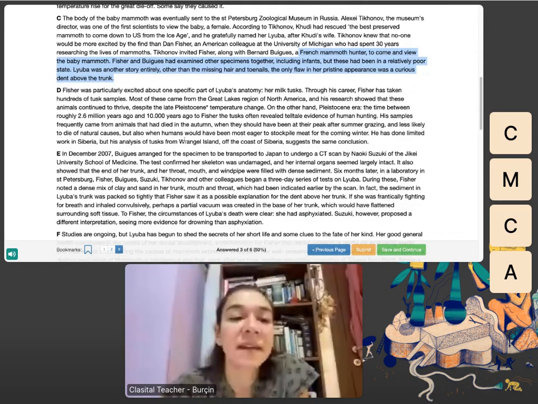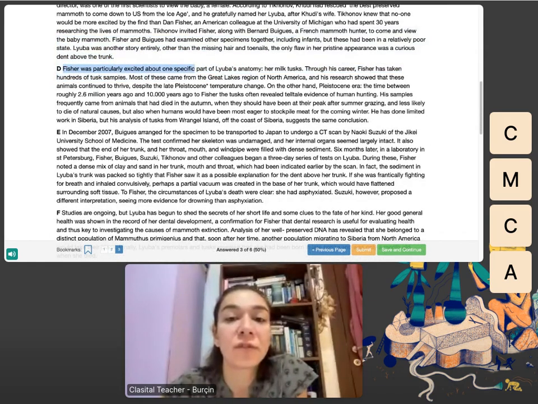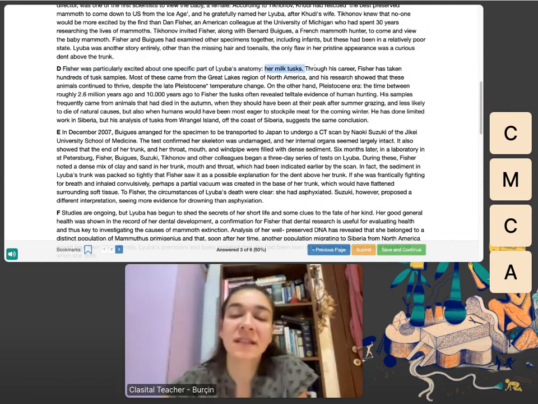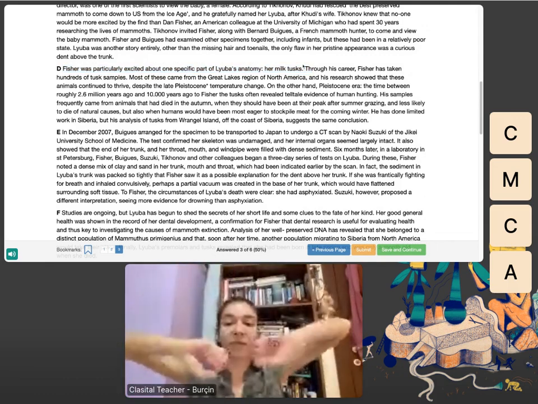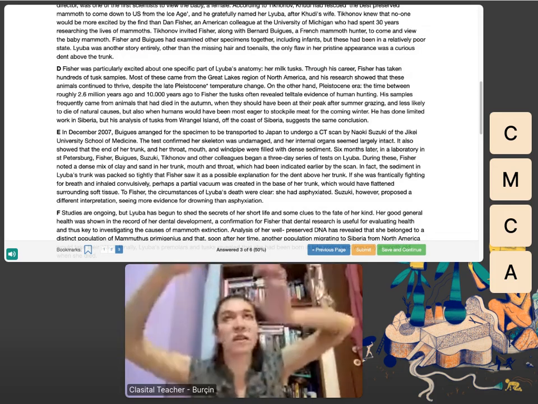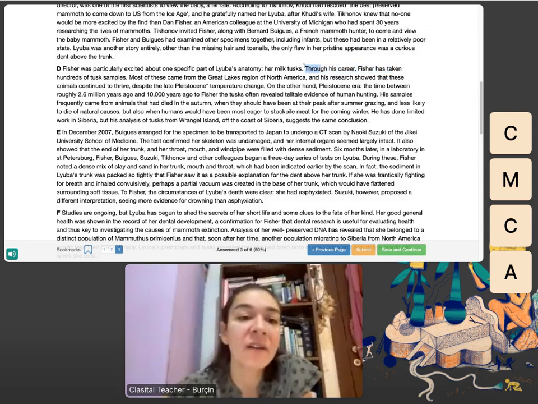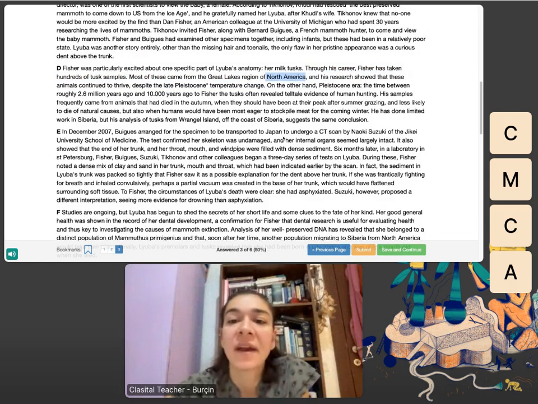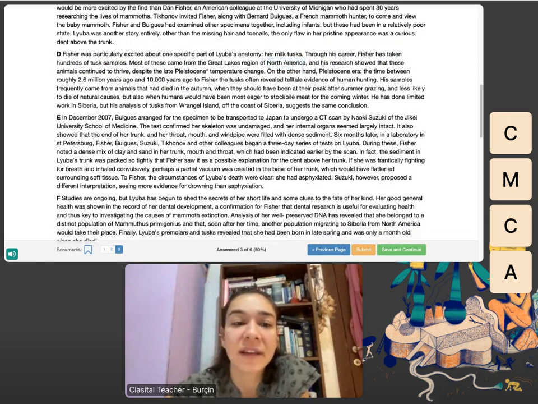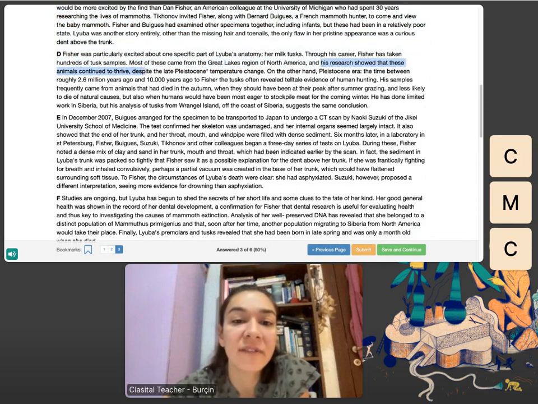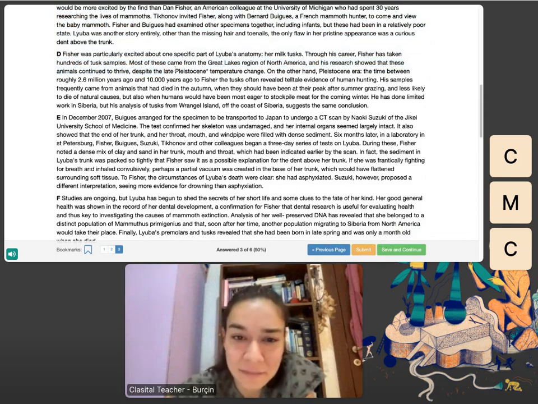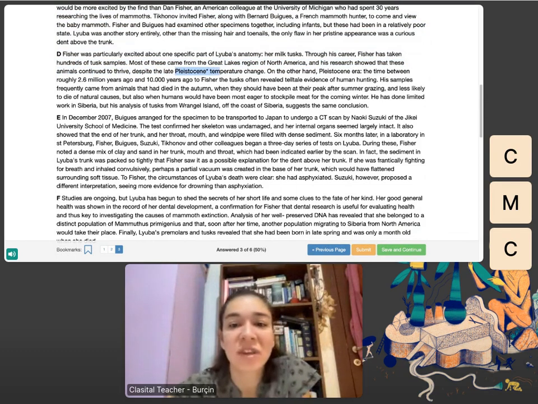Fisher was particularly excited about one specific part of Lullaby's anatomy, her milk tusks. Tusk is that thing on the mammoths and on some other animals. Through his career, Fisher has taken hundreds of tusk samples. Most of these came from the Great Lakes region of North America, and his research showed that these animals continued to thrive despite the Pleistocene temperature change.